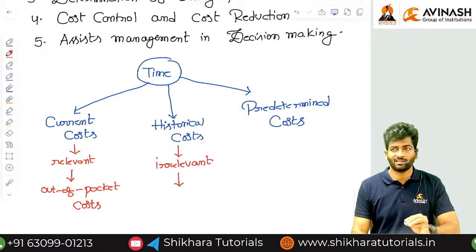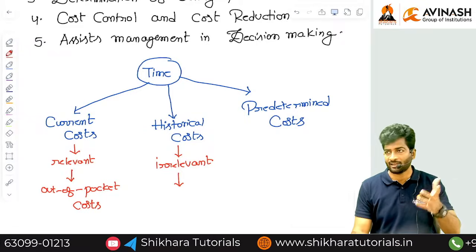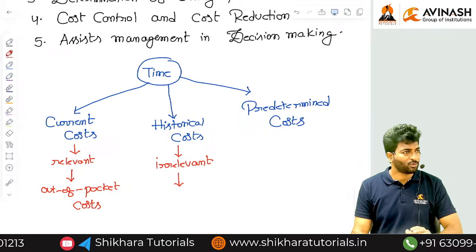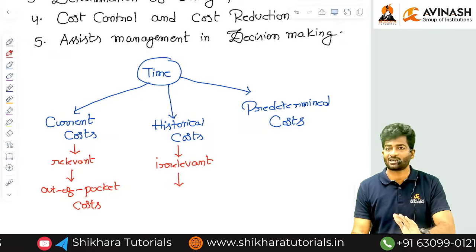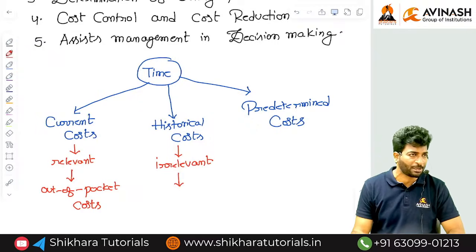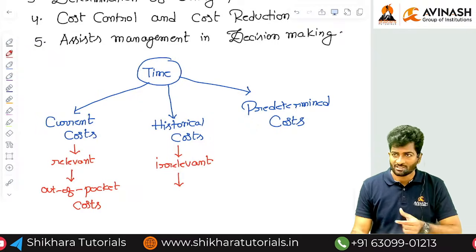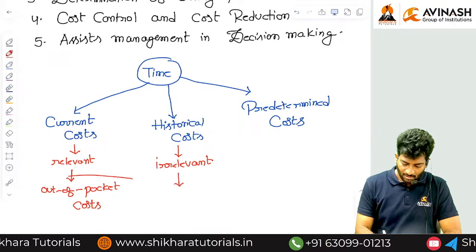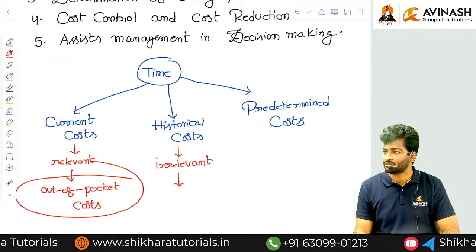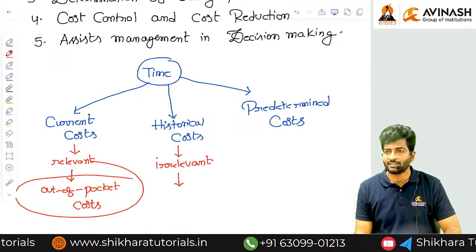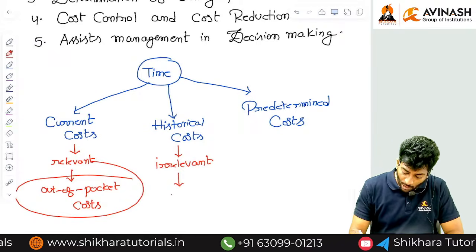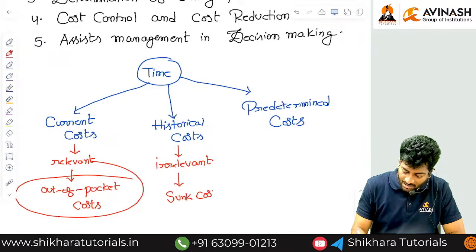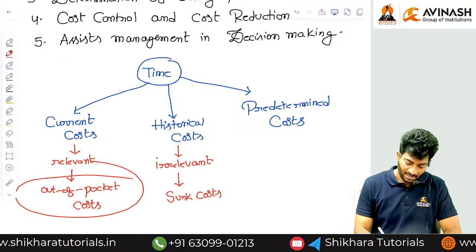Already incurred, yes, but you have to tell me the title: sunk cost. If I ask you the definition of sunk cost, then you can say these are the past expenses which are already incurred by the company. What is the title? Sunk cost. Clear? Here, did I write the meaning of out-of-pocket expenses? I told you the title. In the same way, here you have to tell me historical cost is irrelevant for decision making because those are sunk costs. Is it clear?